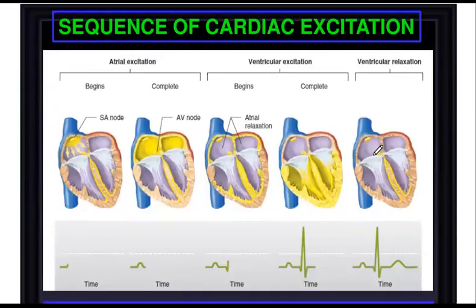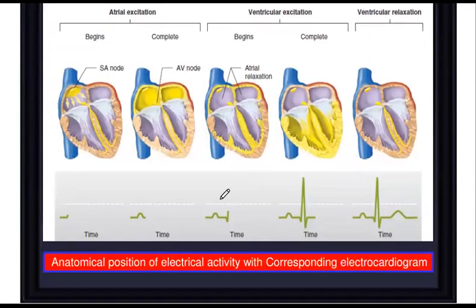Next, we have the sequence. You can see when the wave starts. This is the beginning, when the SA node is preparing for contraction. Next, the SA node gives the impulse. Atrial contraction will start, and it will end. So we have it this way.